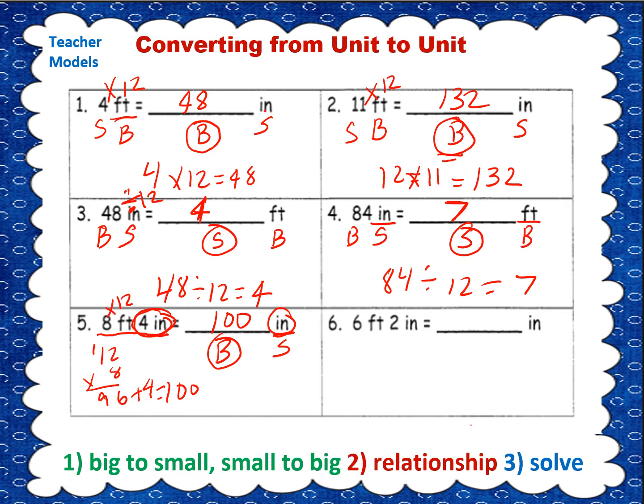Okay? Right here, inches again are small, so I'm looking for a big number. So how do I do this? I multiply, find a big number, so 6 times 12 plus the 2. 6 times 12 is 72, plus 2 equals 74 inches.